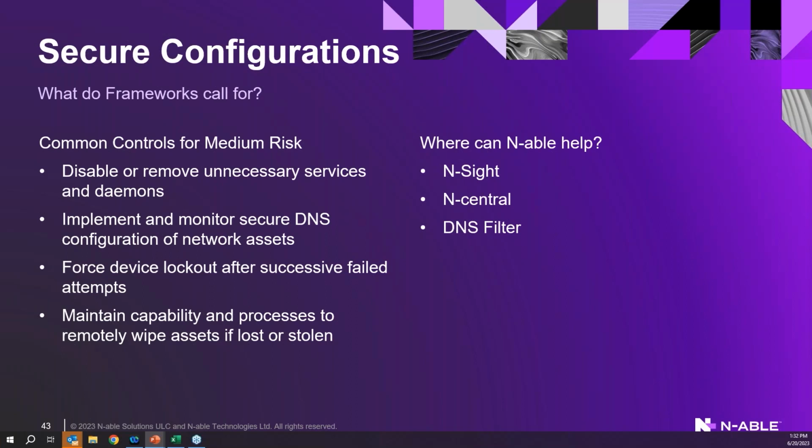Once you start getting to medium risk, you're supposed to poke around. You need to know what's there. And if there's not a good reason for it to be there, it needs to be removed. Forcing device lockouts, maintaining the ability to remotely wipe an asset if it's stolen or you lose control over it.